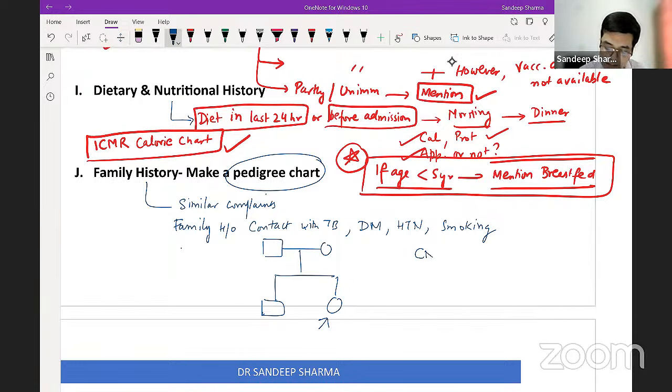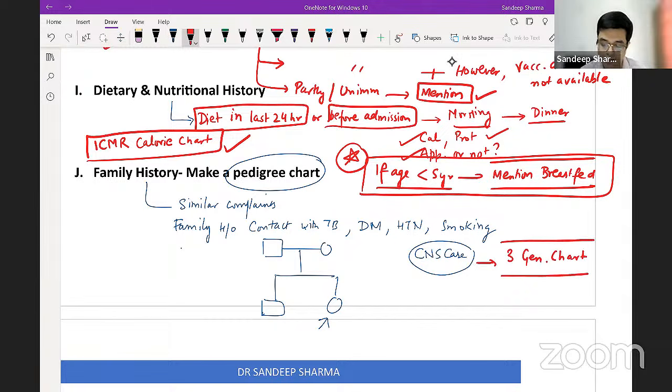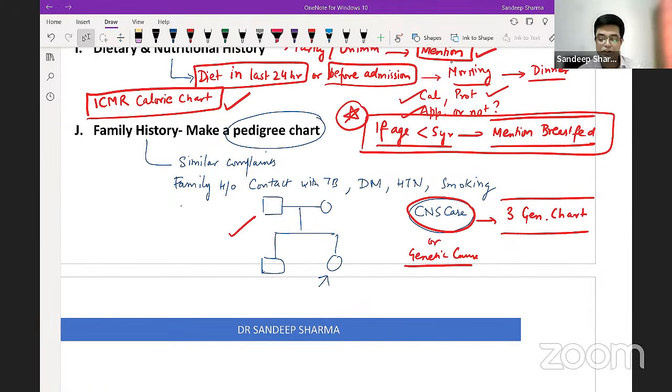In case of a CNS case, you need a 3-generation chart, because you need to look at the type of inheritance in the pedigree chart. Otherwise, a 2-generation chart like this is also more than enough. It is also TB, DM, hypertension, smoking.